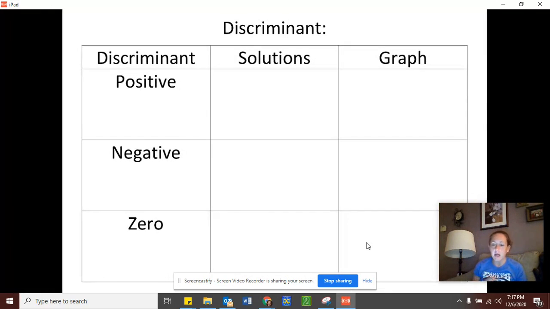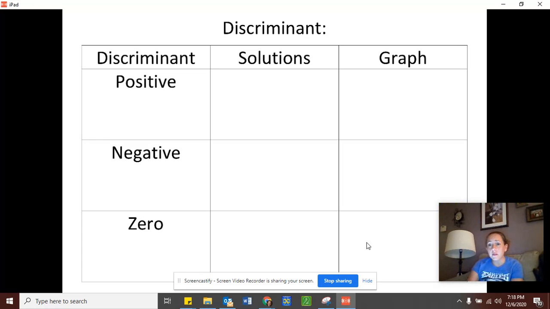This is something that I recommend that you write down. I hope you do, especially since quizzes and tests are open notes at home. This is stuff that you will need to know. But basically, the discriminant, sorry, I lost my train of thought.